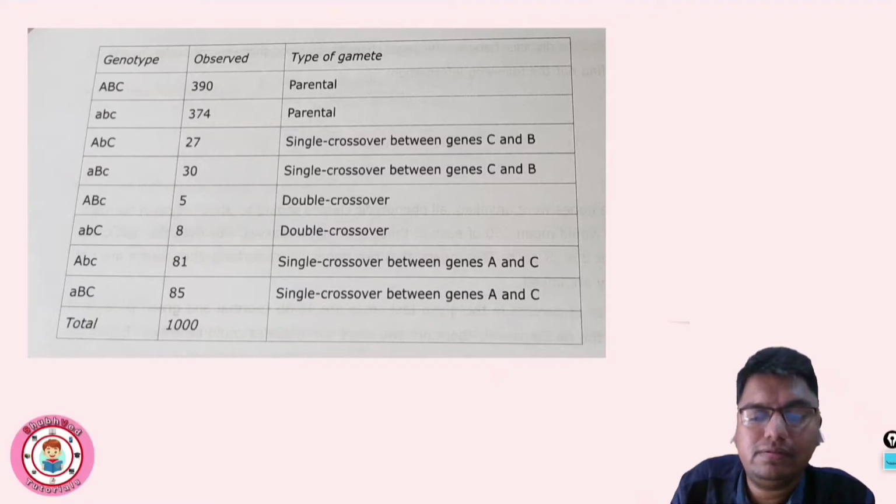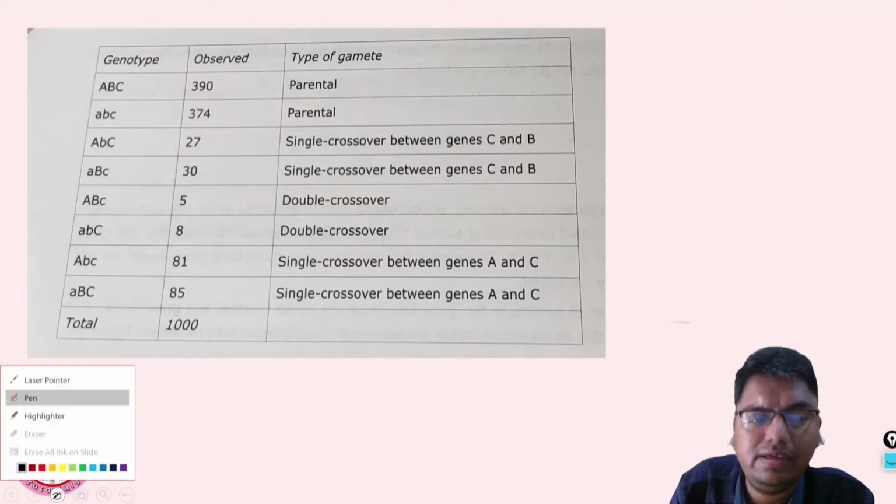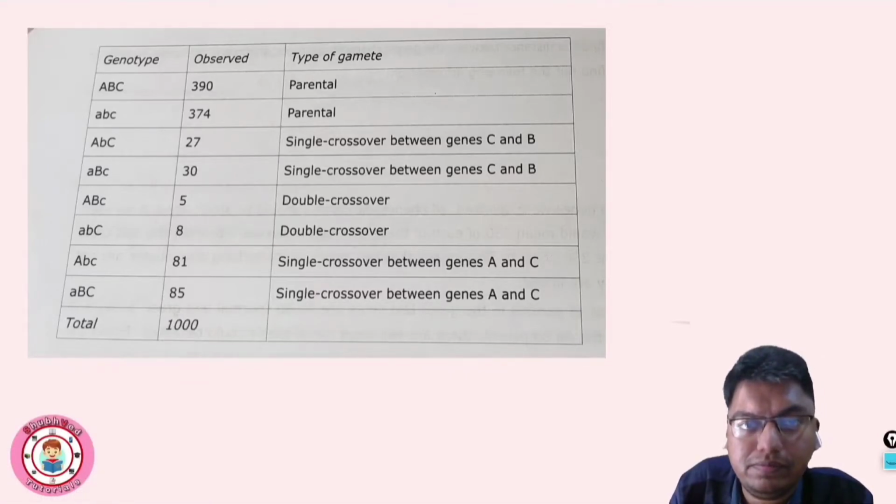So from this, what you have to keep in mind always is that the highest numbers we see are seen in parental. So this majority of the numbers are known as parental. They have been given in this chart.